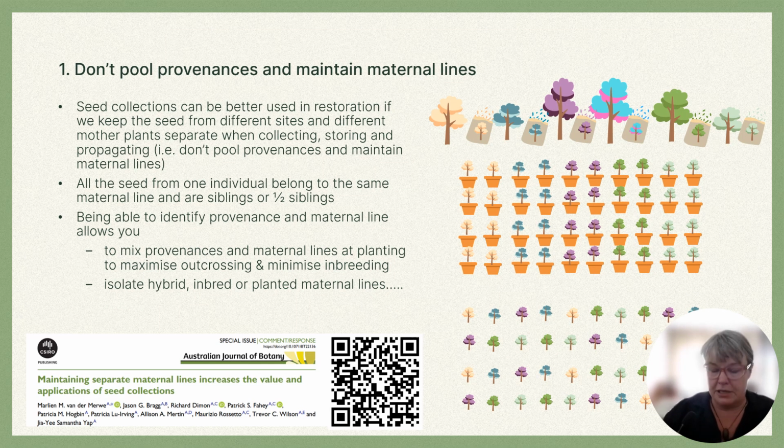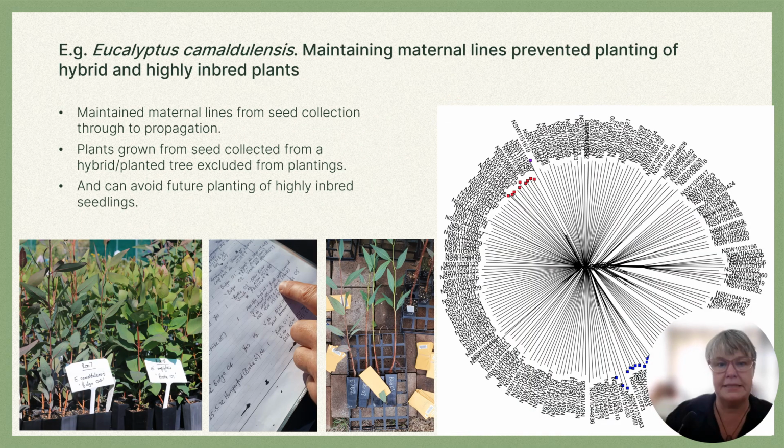So going back to the slide on why not to pool provenances and why we should maintain maternal lines, another advantage is that we can isolate hybrid, inbred or planted maternal lines. To give you an example of this, planting of river red gum along Wallenby Brook in the Hunter Valley.